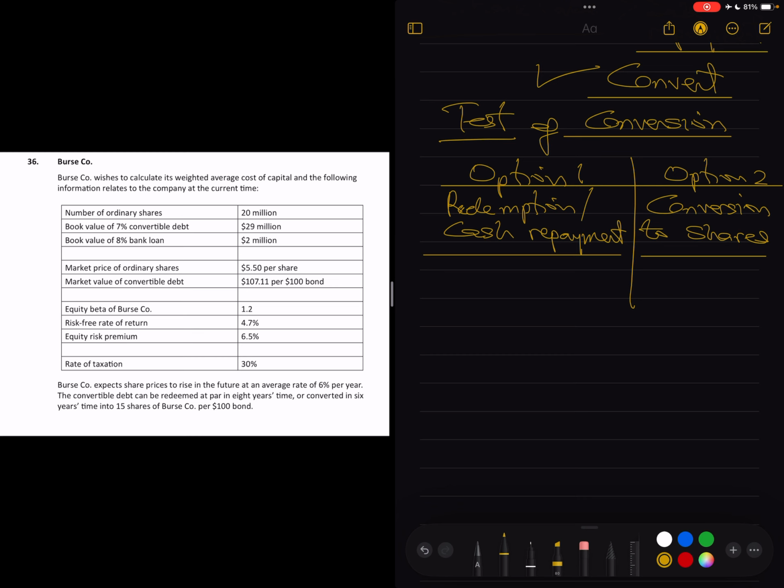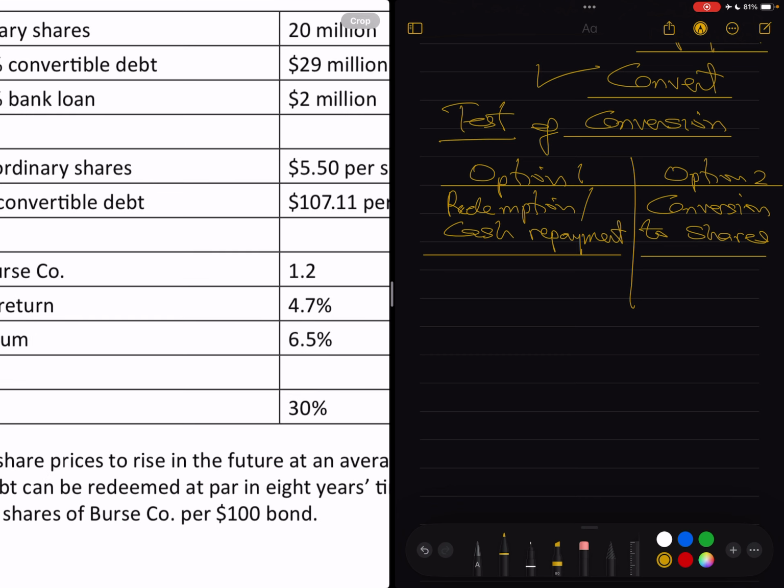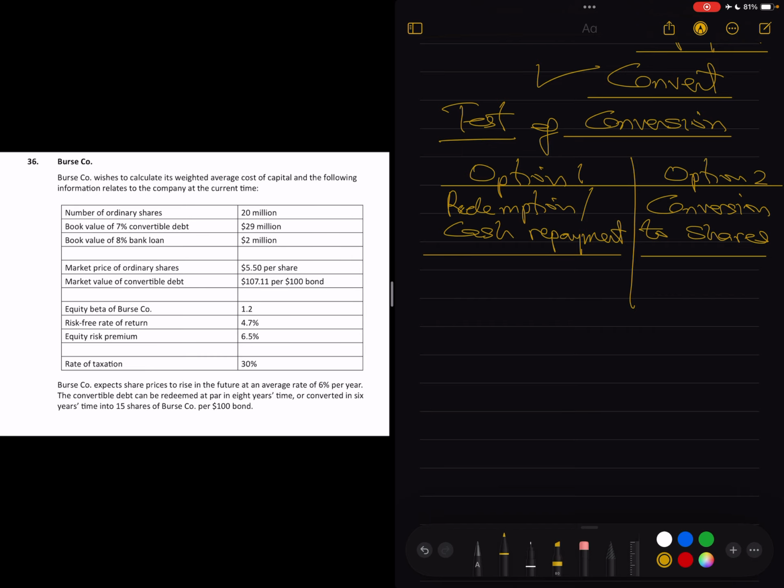After 8 years, they said it is redeemed at par. So there's nothing you can do. It's going to be redeemed at par. And par is 100. So after 8 years, it will get $100 for each bond. That is option 1. But what is the value of option 2? For each bond, how many shares will it get? The question says that you can convert in 6 years' time into 15 shares.